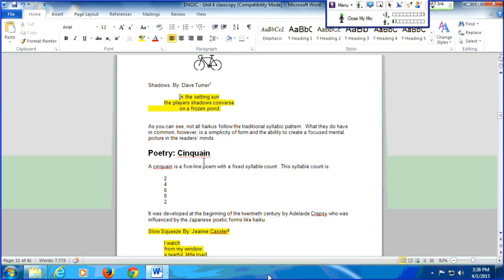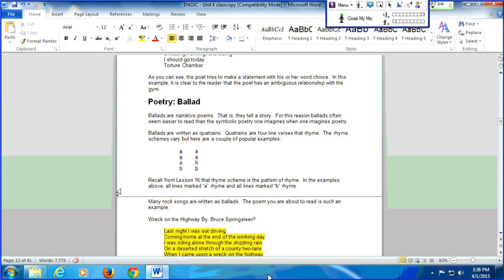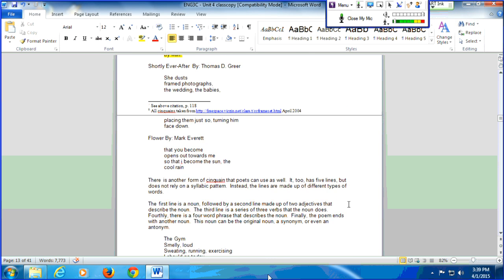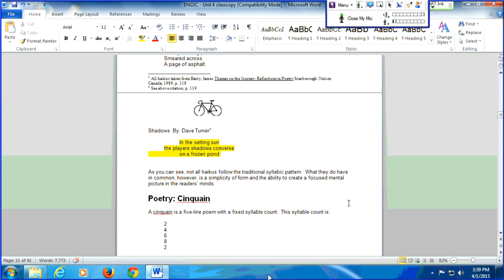And our third question is, why is this chosen form particularly appropriate for the content? So why does it fit so well? In this case, it is a basic meditation on people playing hockey, which follows the thematic pattern of a haiku. It creates a snapshot in the natural setting.